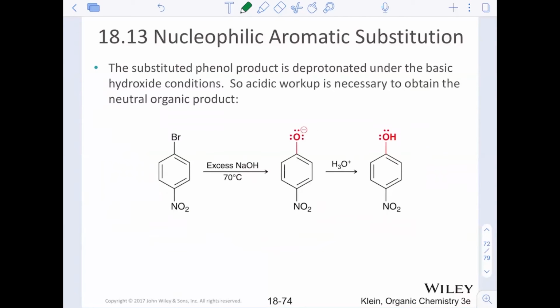The substituted phenol product is technically deprotonated under basic conditions because phenol has a pKa of around 10 and H2O has a pKa of 15.7. So yes, with excess NaOH, we do get the deprotonated oxygen. And so we just have to follow it up with step number 2, which is an acid workup, right? So that's where the acid workup was there. So re-put on that proton on the phenol.